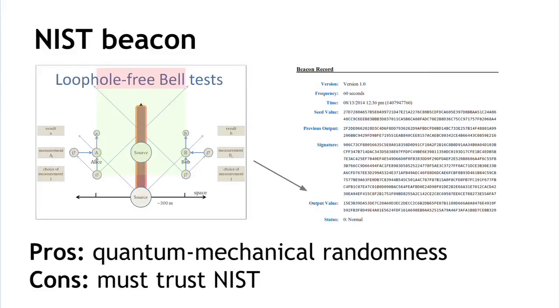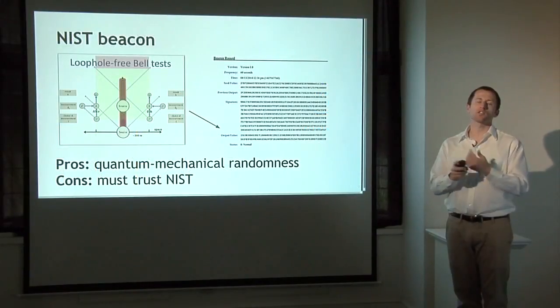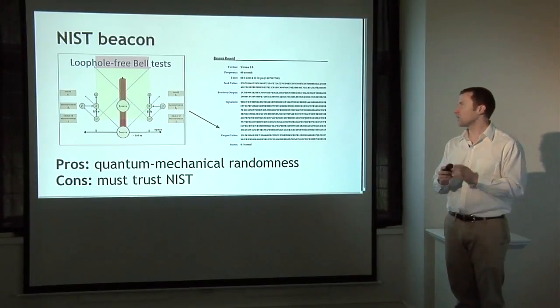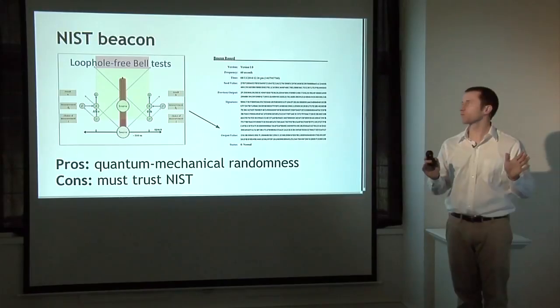So the National Institute of Standards and Technology, NIST, has started in the last few years to run their own beacon. And the way they generate the random numbers is through a very complicated setup involving two entangled photons that gives you very strong guarantees that you have randomness generated from a quantum mechanical phenomenon. And if you believe the Heisenberg uncertainty principle and other basic core tenets of physics, then this should be random and nobody can predict it.